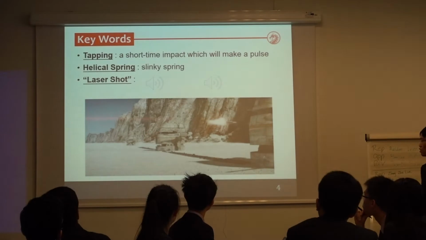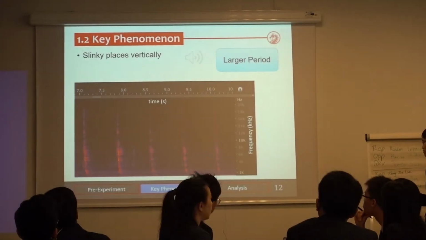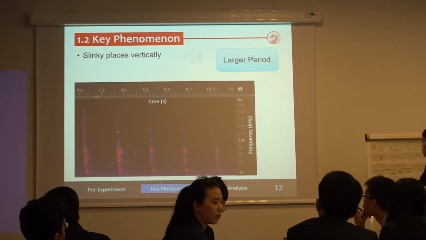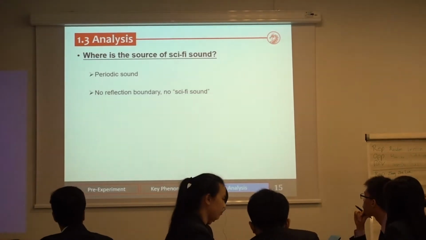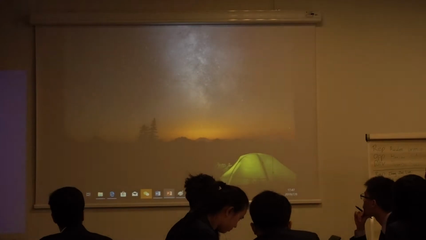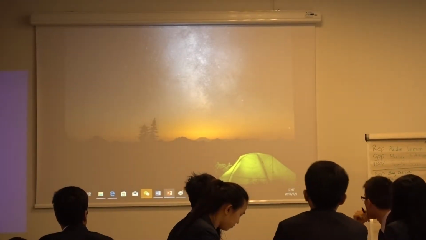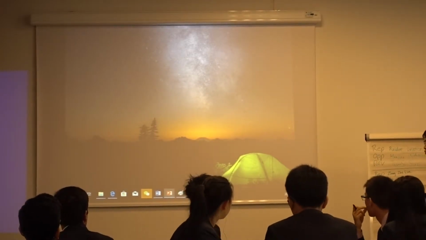Then I will focus on my experiment. So I'll focus on my experiments. First, I verify the large period, capital T.